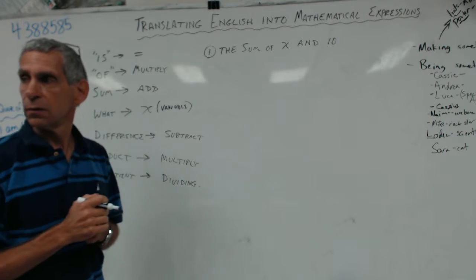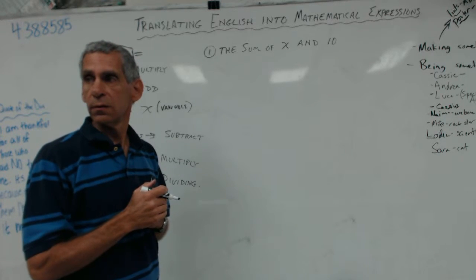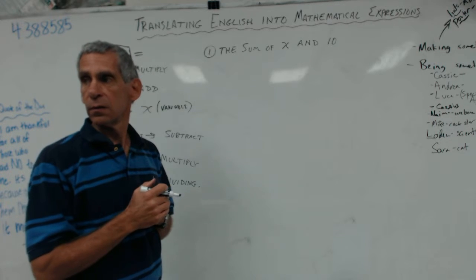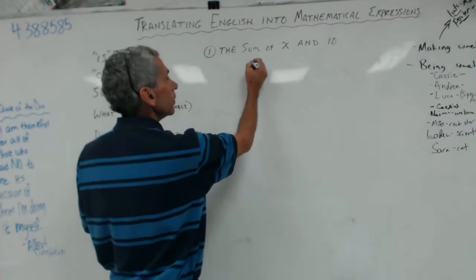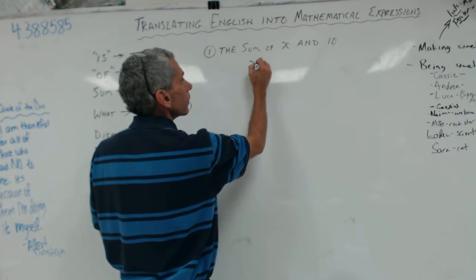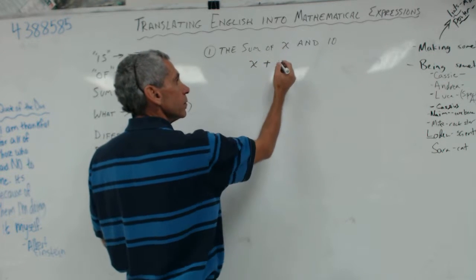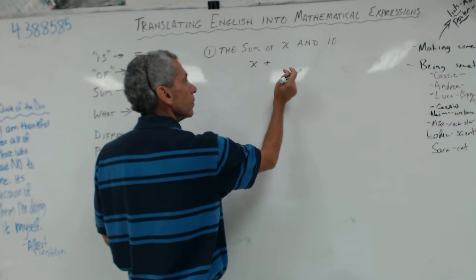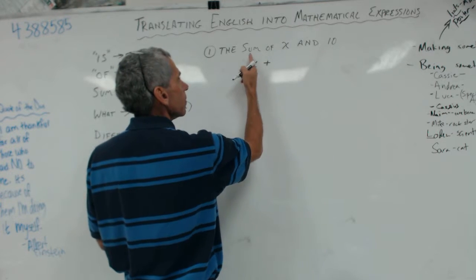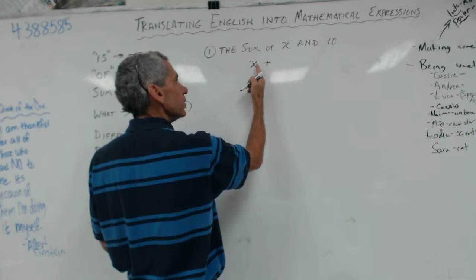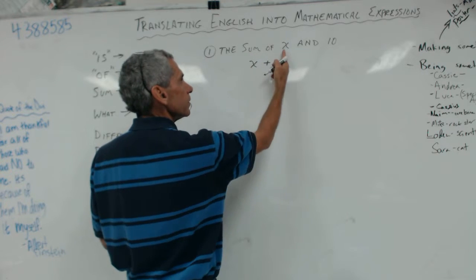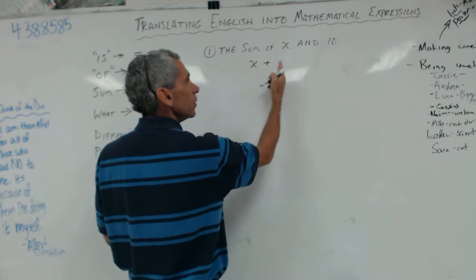John? It would be x plus... what if we multiply 10? The sum means you add, so the sum of, that means x plus 10.